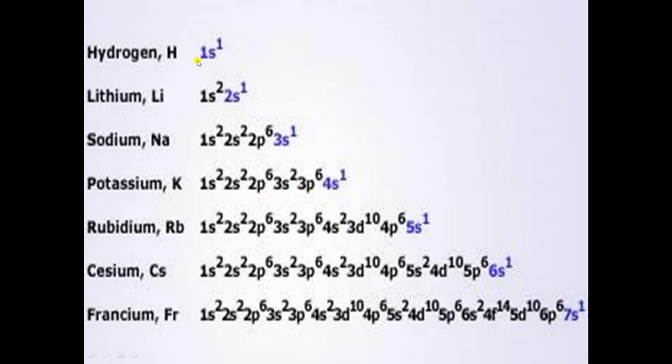So when we write electronic configuration of these elements, there is one similarity here: the last electron enters in the s orbital. Like here, this electron enters in the 1s orbital. Here, the last electron enters in the 2s orbital, here in the 3s orbital, here in the 4s orbital. For rubidium, the last electron enters in the 5s orbital. In cesium, it enters in the 6s orbital. And for francium, the last electron enters in the 7s orbital.